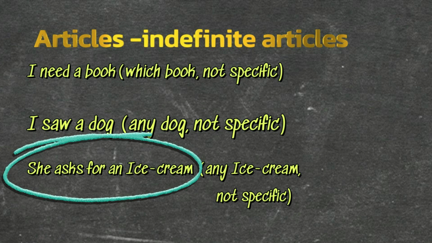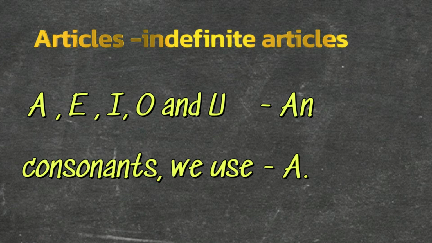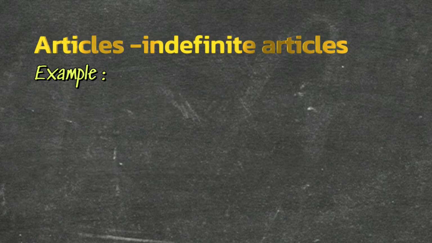Next, we all know that when a noun starts with A, E, I, O, U, we use an. And for consonants, we use a. There are 26 letters in English. A, E, I, O, U are vowels. The rest are consonants. For example, we say a book because it starts with a consonant. We say an eagle because it starts with a vowel.